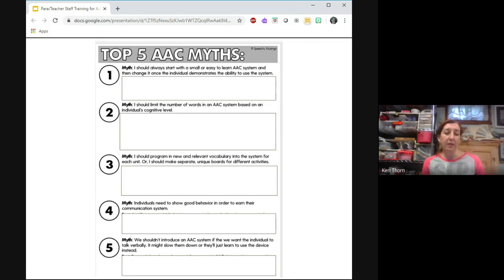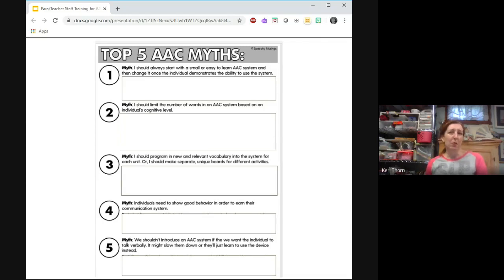The third myth is that we should program new and relevant vocabulary into a system for each unit or make separate boards for unique activities. And that's kind of how we've always done devices in the past, and that's what I've done for years. But now I'm really starting to switch up how I think about devices. When we spend all this time putting in vocabulary for a very specific lesson, they may only use it for that lesson, and it's not relevant to the rest of their lives. So they're not using that vocabulary over and over again.